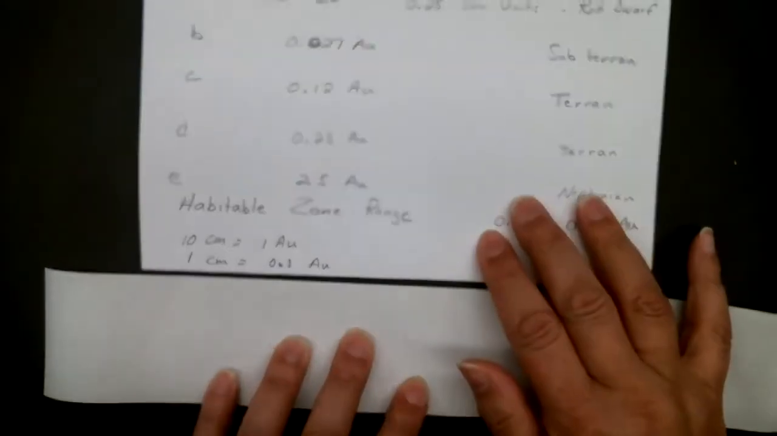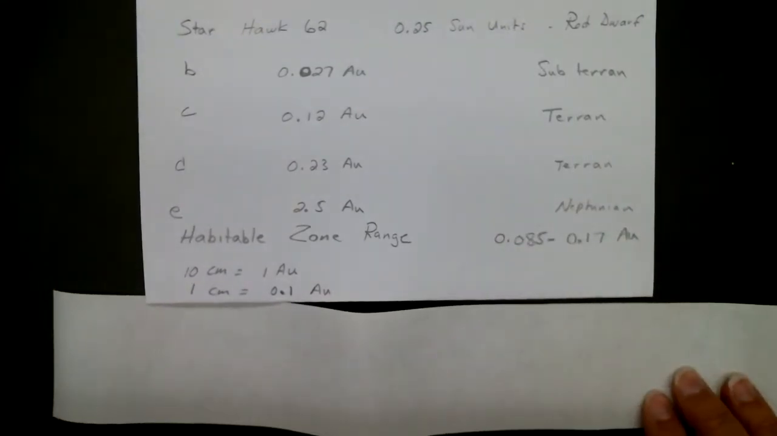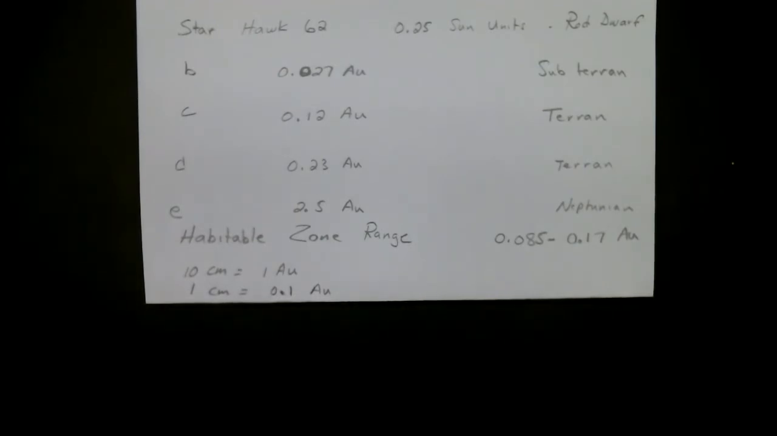All right, welcome back. So now it's time to go ahead and start your model. The first thing you want to do is get a piece of paper that is the correct length. What you want is a piece of paper that is 20 centimeters longer than what you need.